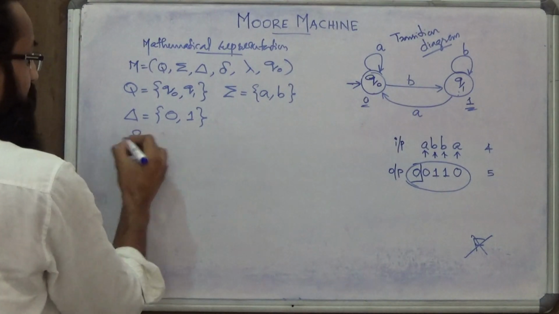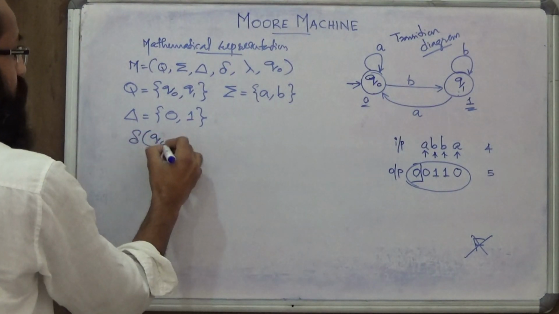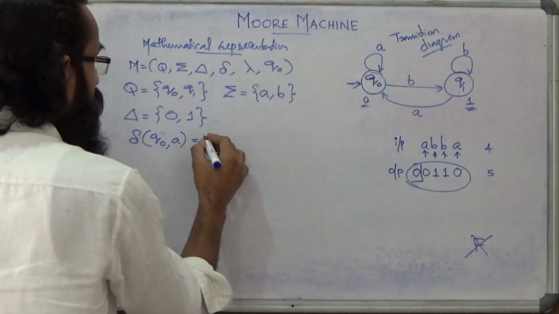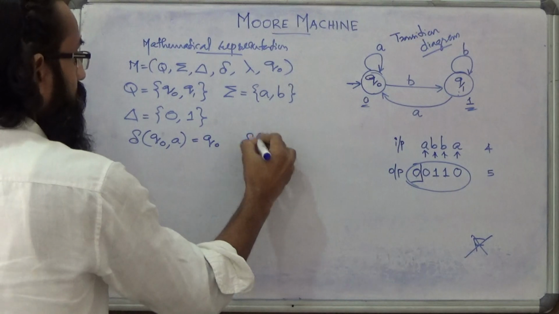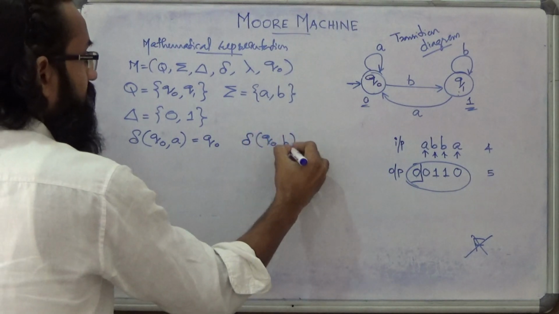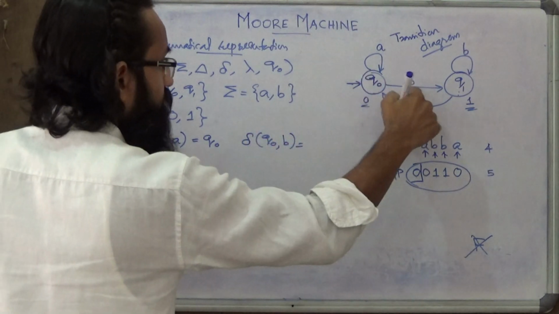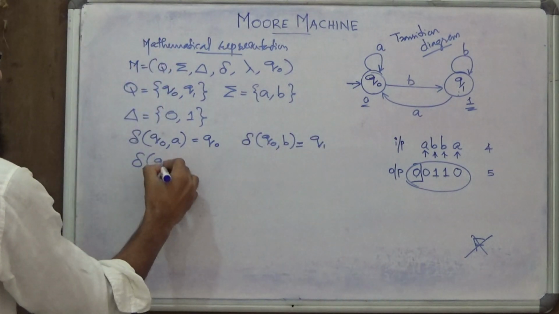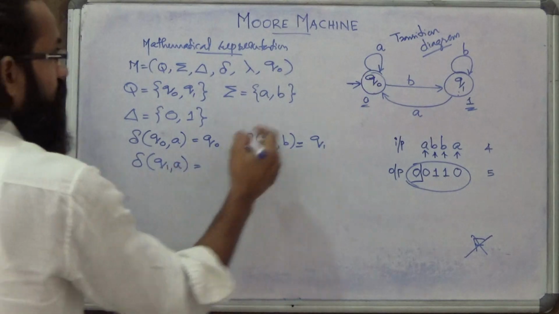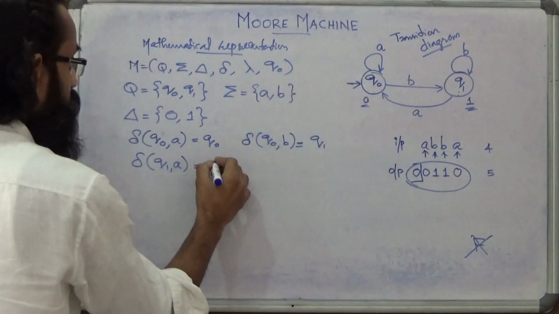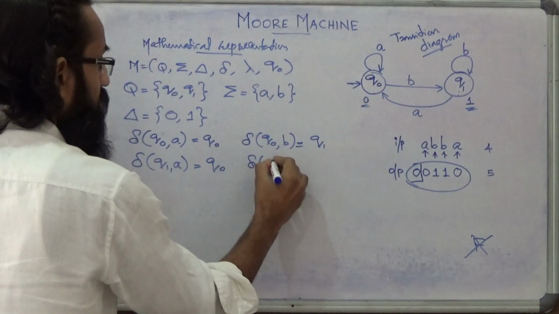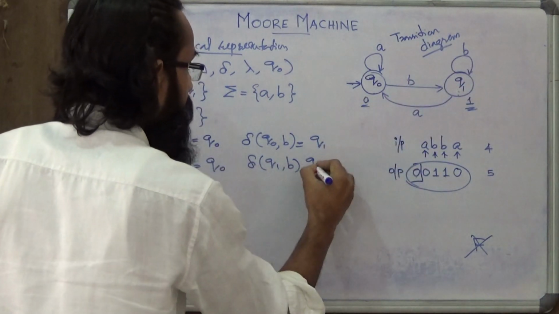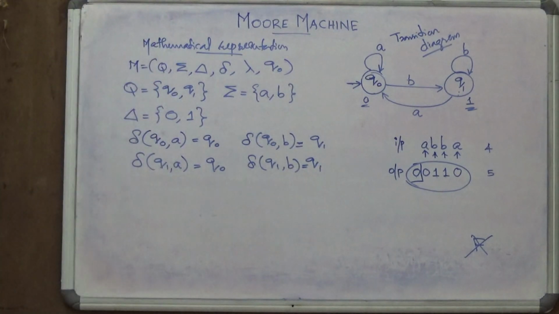Then you can define transitions. Delta(Q0, a) is equal to Q0. Now delta(Q0, b), from Q0 for b it will go to Q1. Next one is delta(Q1, a), from Q1 the a transition goes to Q0. Now delta(Q1, b), from Q1 the b transition will remain in the same state Q1.